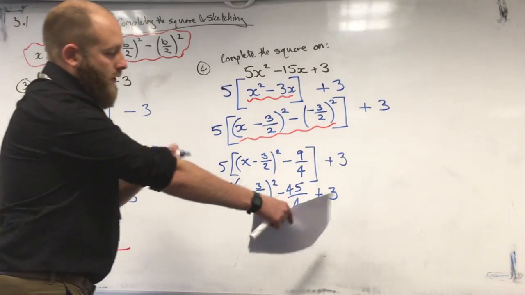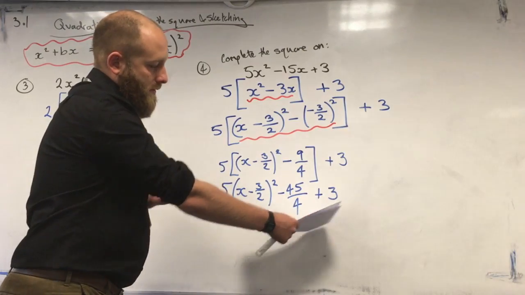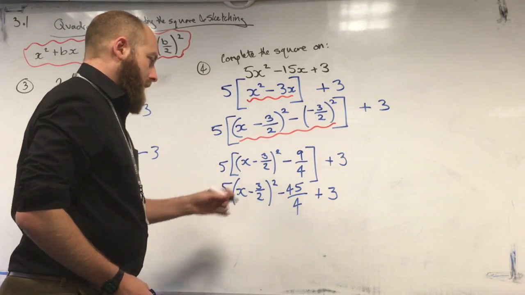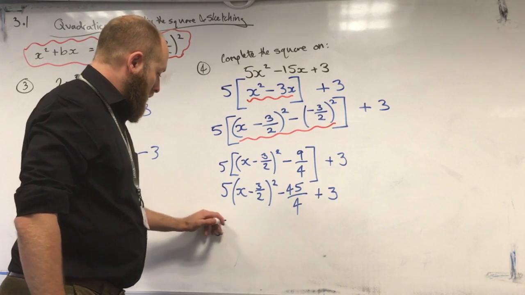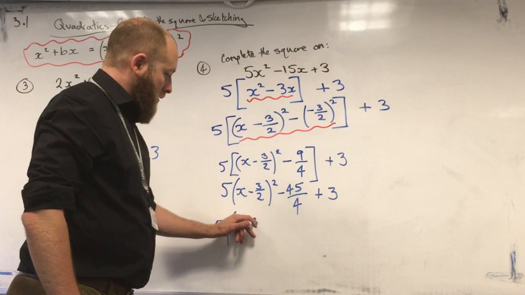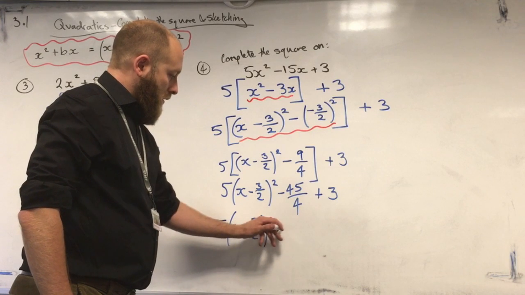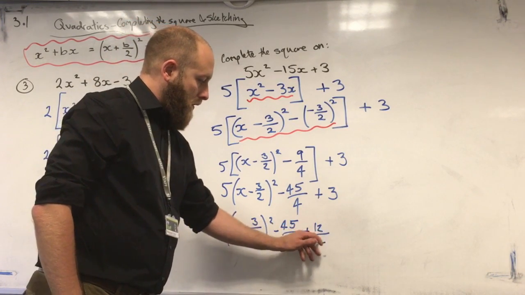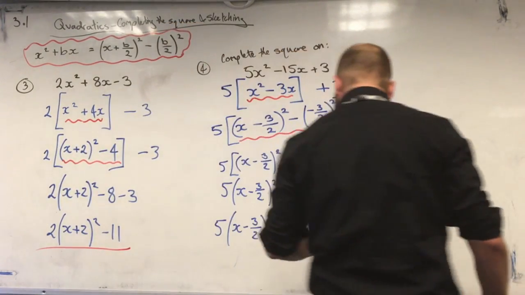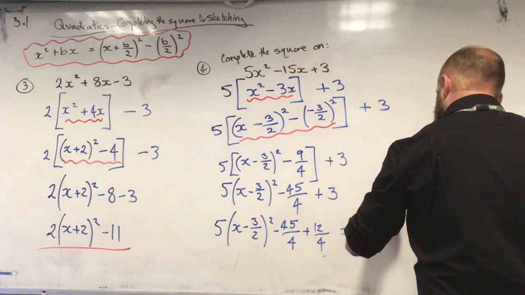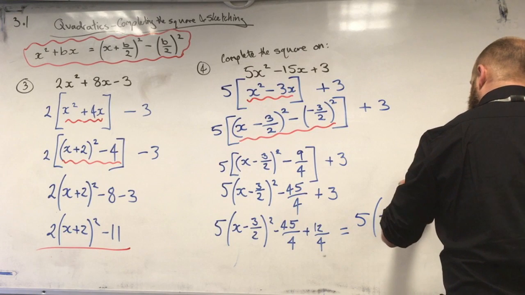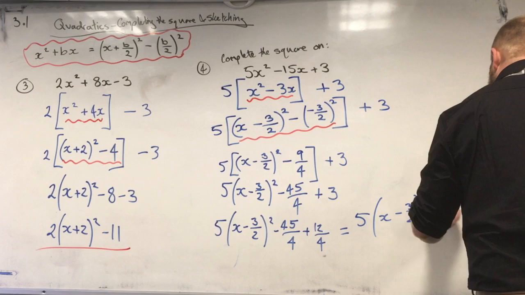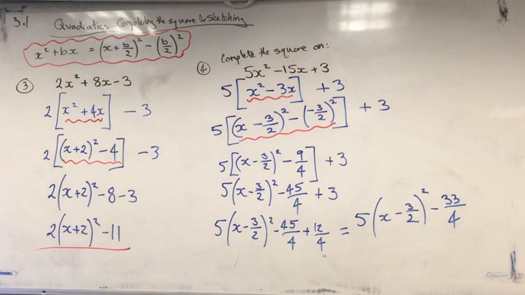So now I need to turn 3 to have a common denominator so I can add these fractions together, or you could use a calculator. So that's going to be 12 over 4. So the whole thing is going to equal 5 times (x minus 3 over 2) squared minus 33 over 4. There we go.